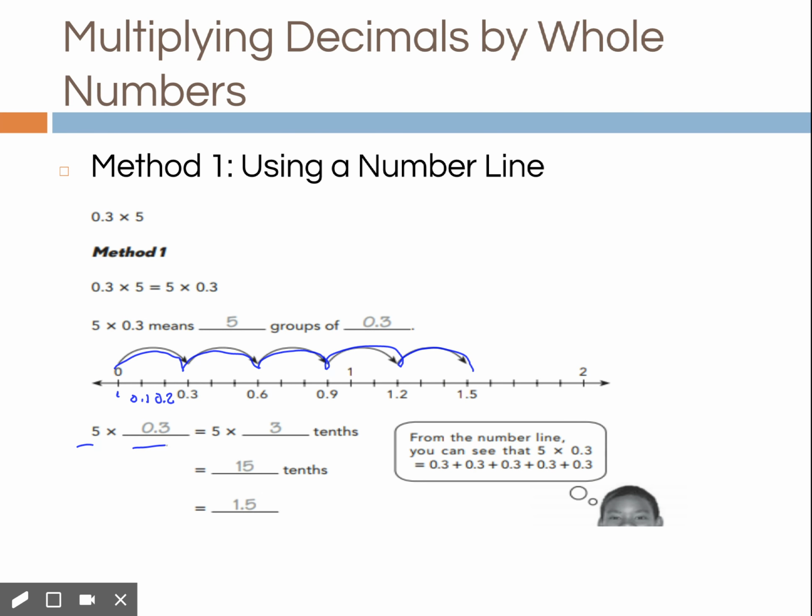You could also change it into a fraction, 5 times 3/10, and you'd get 15 over 10, which would be 1 5/10, or 1 1/2. But because we want the answer in decimal form, I don't recommend using this method.